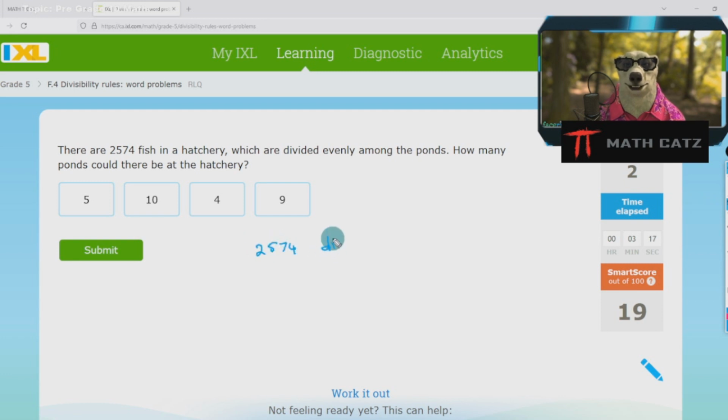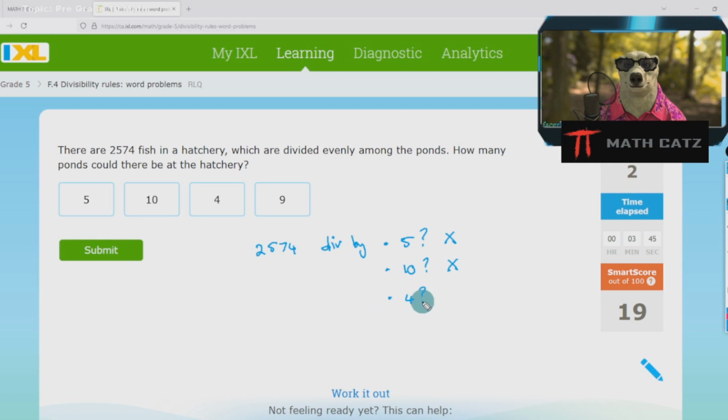So I'm looking at 2,574. Is it divisible by, well, no, not check boxes. Let's not do the check box and confuse people. Divisible by 5. Well, I just look at the last digit. It's a 4, which is not what 5 wants, so no. Divisible by 10. I again look at the last digit. It's not a 0, so no.